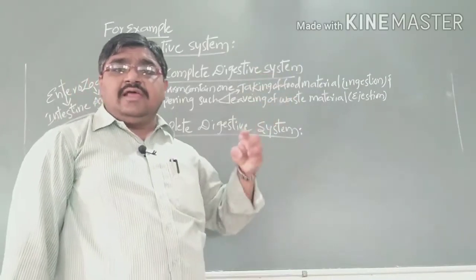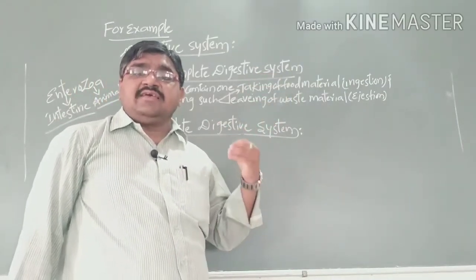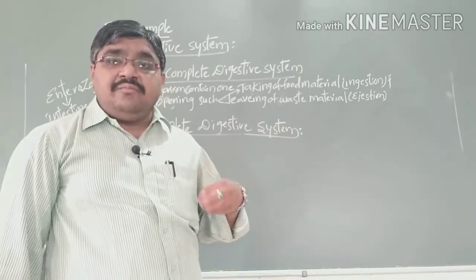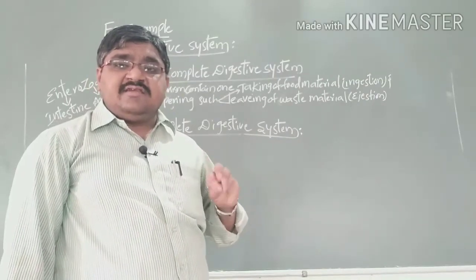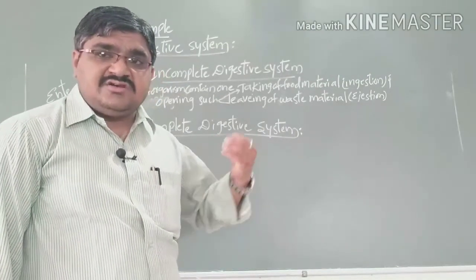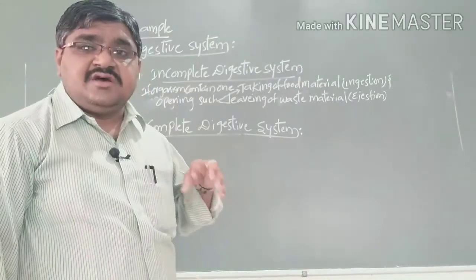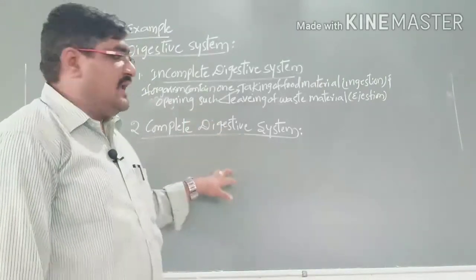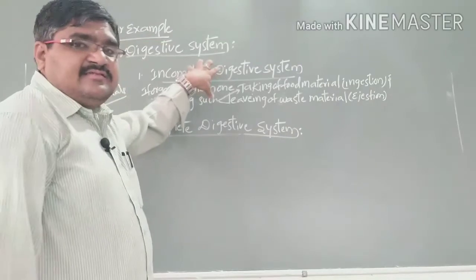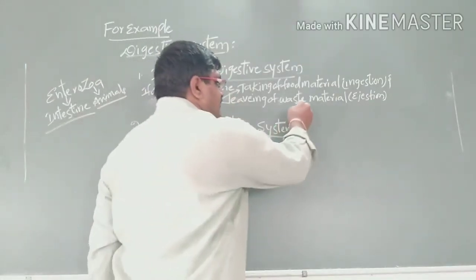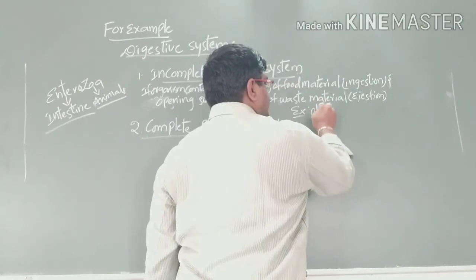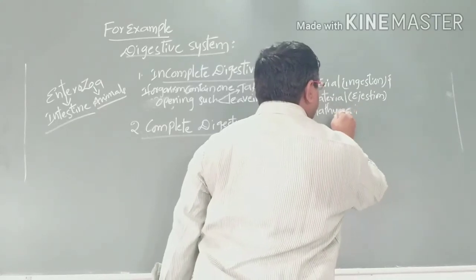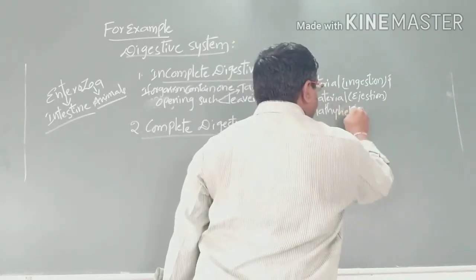That means only one opening is present. That opening is helpful for both ingestion as well as ejection. Ingestion means taking food materials into the body, and ejection means leaving off waste materials from the body. Such a digestive system is called an incomplete digestive system. This incomplete digestive system we can see in Platyhelminthes.